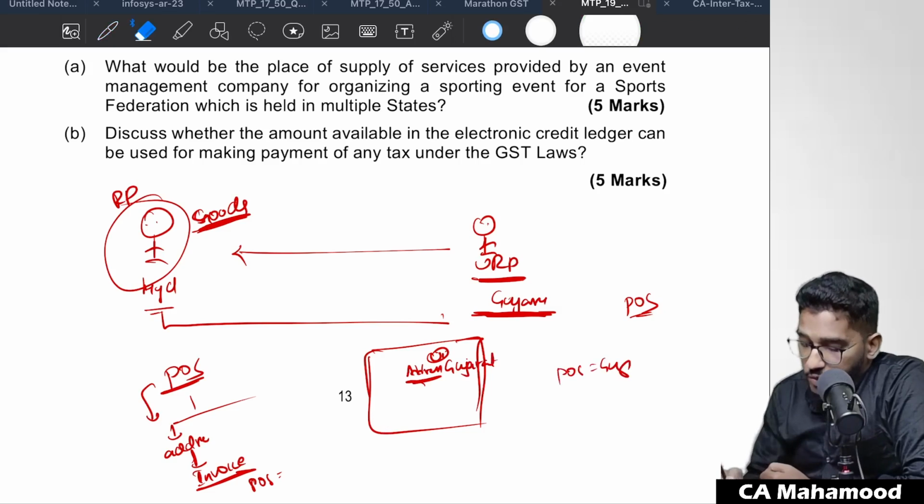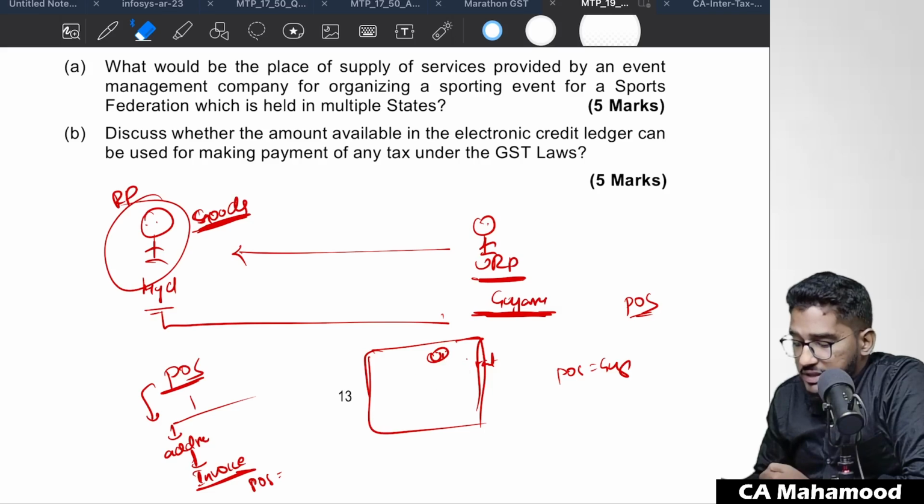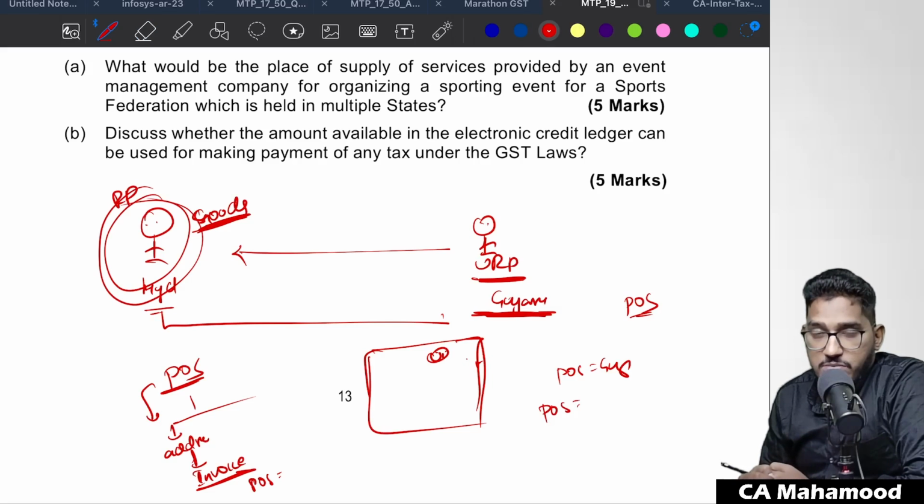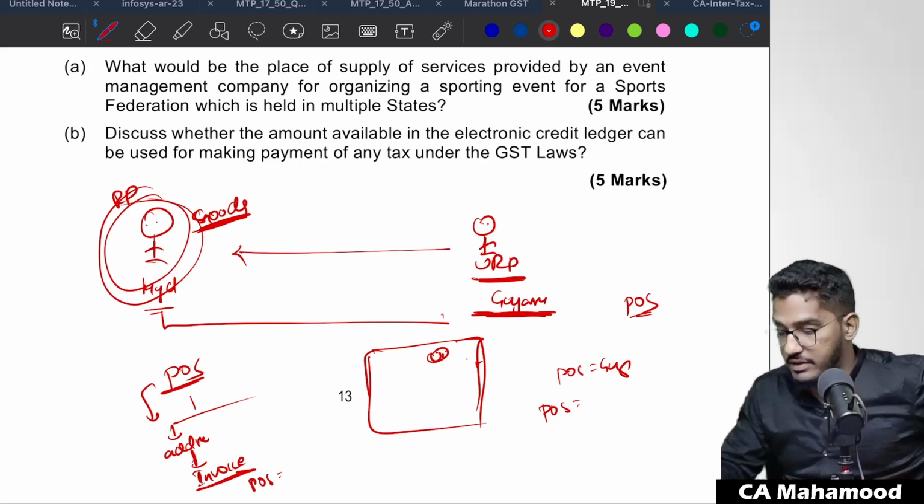Sir, however, in the invoice, if no address has been recorded, even the state is also not recorded, then what will be the place of supply? In such circumstances, place of supply will be the location of the supplier. As simple as that. So this is one amendment.